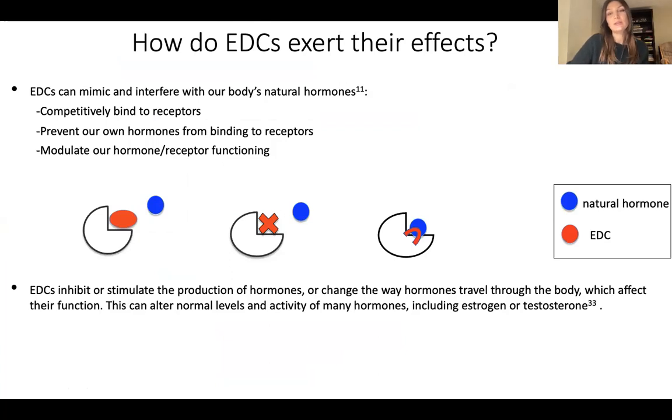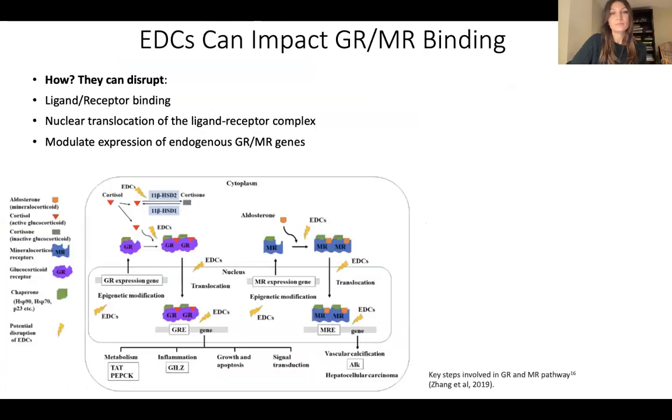So endocrine disruptors can exert their effects three main ways. The first is that they can competitively bind to receptors. So they'll prevent our body's natural hormones from binding to their receptor. And they can modulate our hormone receptor function. And they can stimulate the production of our hormones, or they can inhibit the production of our hormones. They can change the way that our hormones travel throughout the body, which then affect their function. They can also alter normal levels of activity of many hormones, including estrogen or testosterone.